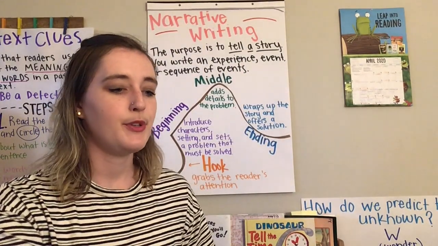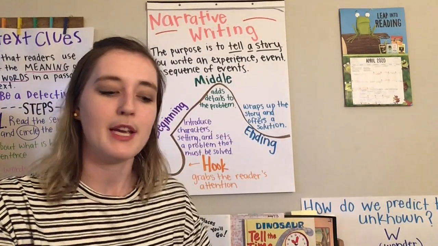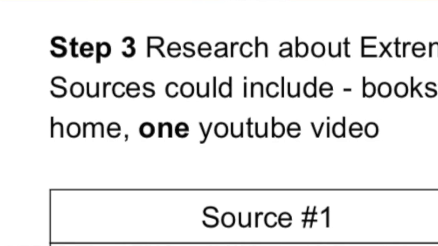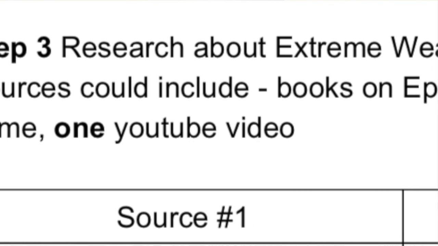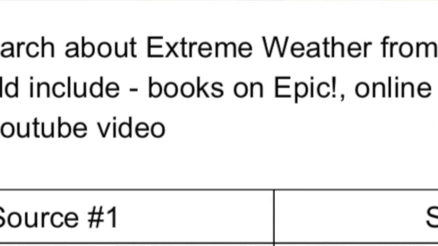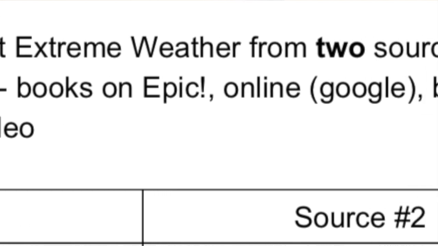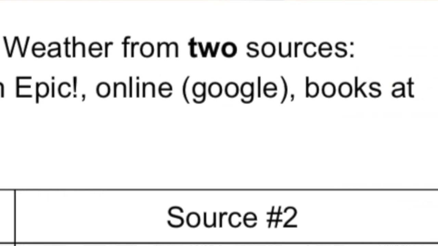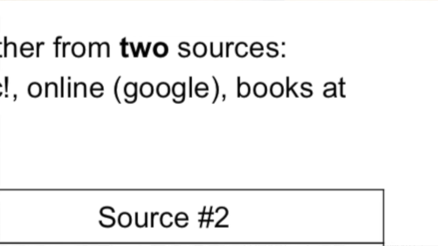Now, I would like you to turn the page. We're going to do step 3. Step 3 says research about extreme weather from 2 sources. Sources should include books on Epic Online, which is Google, books at home, or 1 YouTube video.